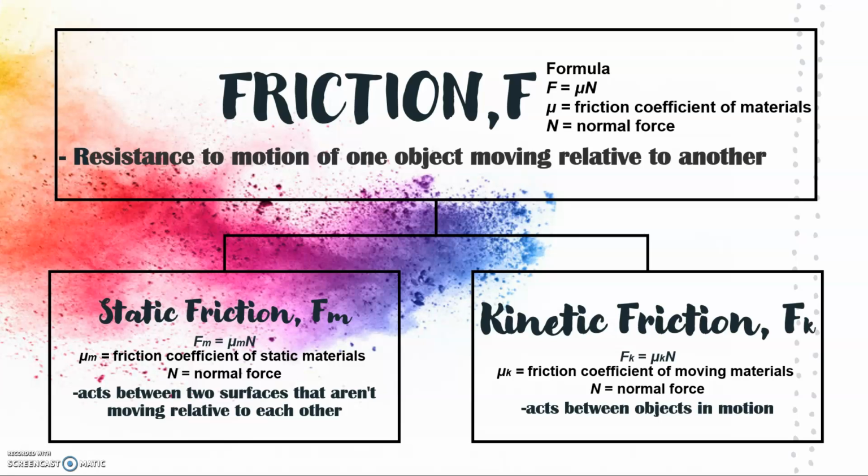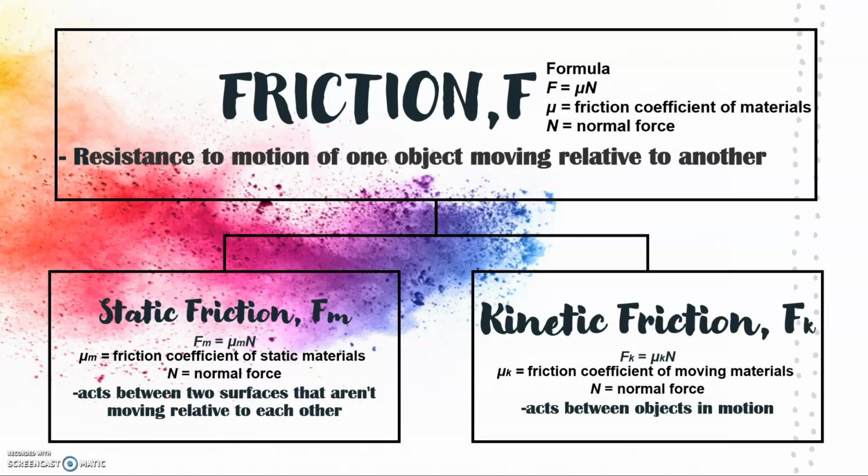There are two types of friction. The first one, static friction. It acts between two surfaces that aren't moving relative to each other. Meaning to say that they are both stationary or they are both moving with the same constant velocity.